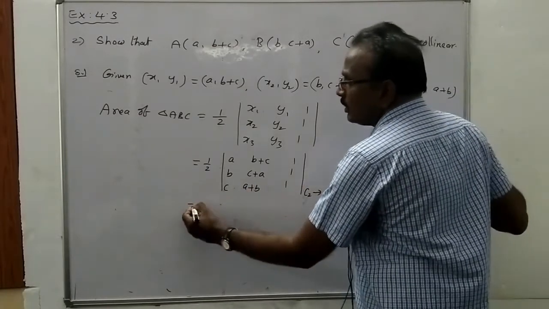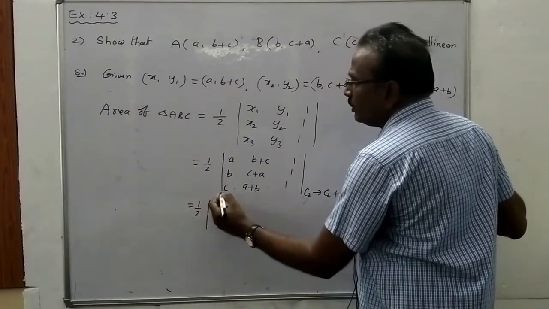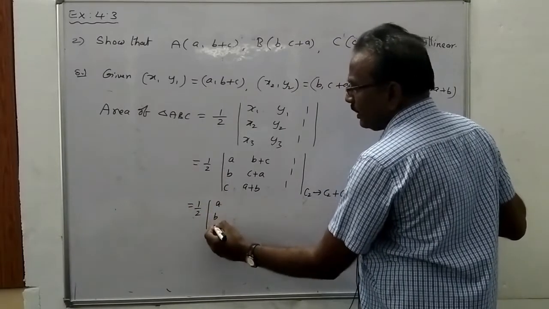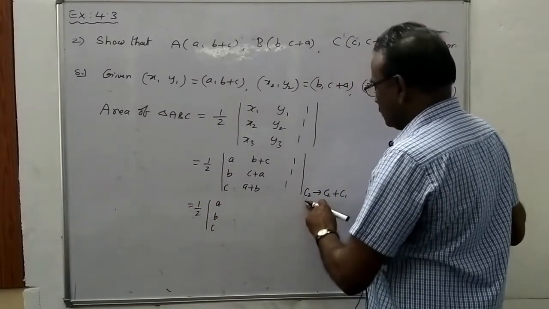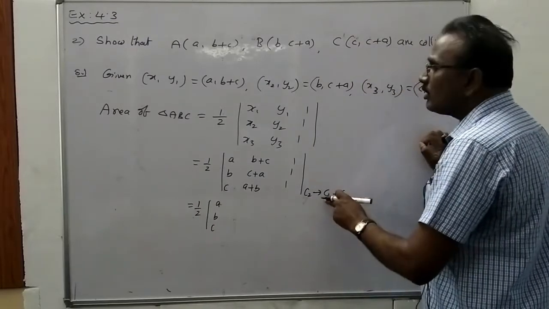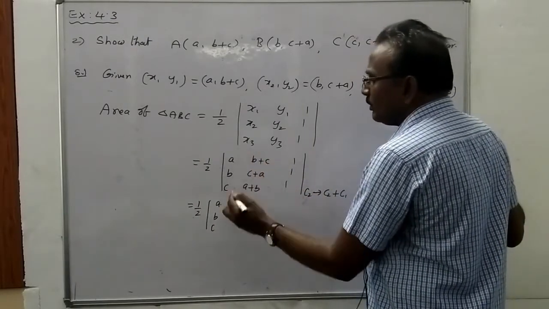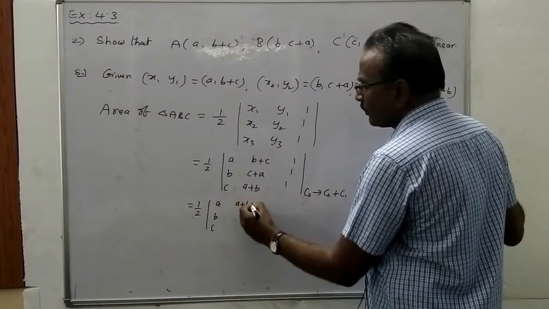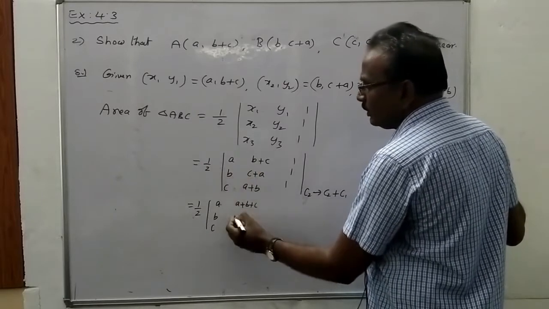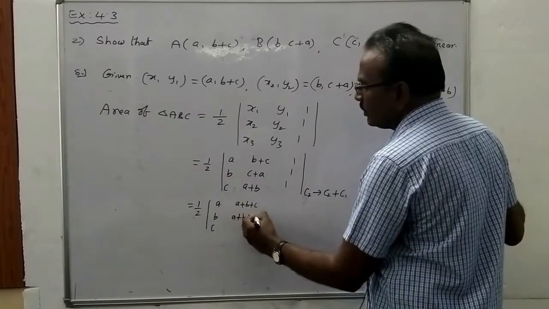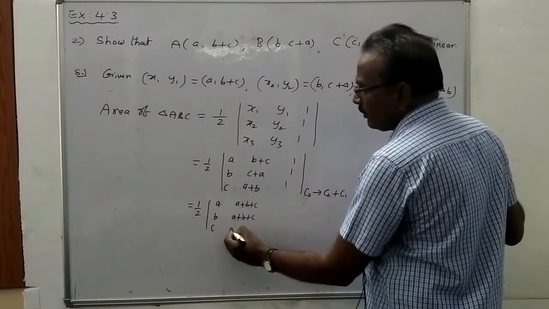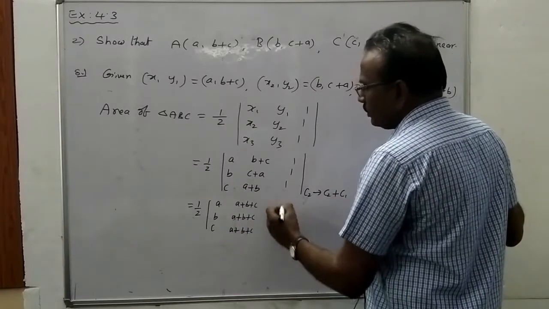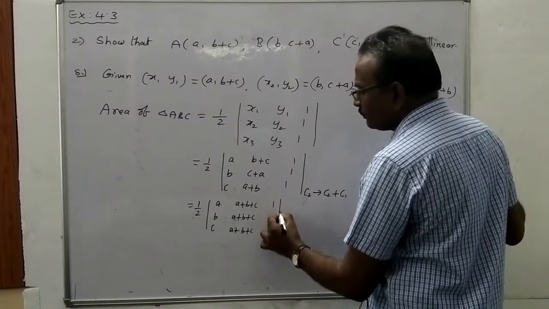So that is half into the determinant, first column as it is: a, b, c. Column 2 changes, adding column 1 elements to column 2. So a is added to this element, and you get a plus b plus c. b is added to this element, a plus b plus c. c is added to this element, again we get a plus b plus c. The third column is 1, 1, 1.